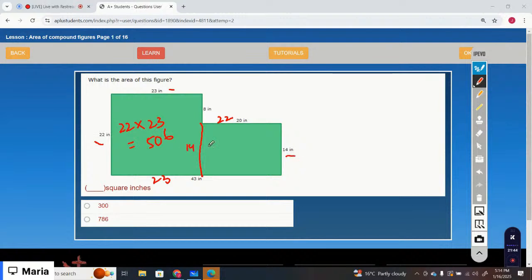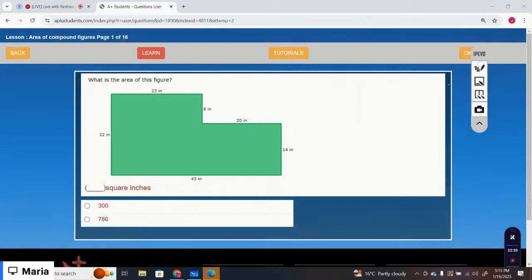This is 14, this is also 14, that is 20, that is 20. So you have to do 20 times 14. So 20 times 14 is 280. So just add the areas for both the figures to calculate the area of the compound figure. So which is the correct option? That is 786. Option number 2 is the correct option.